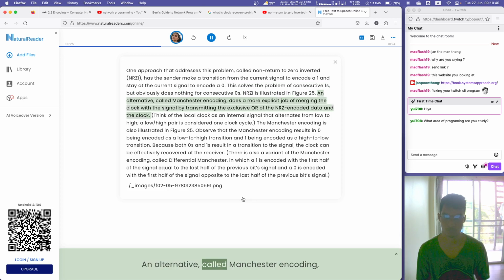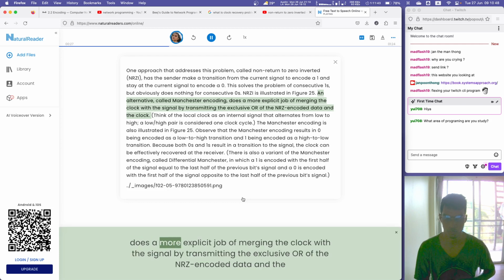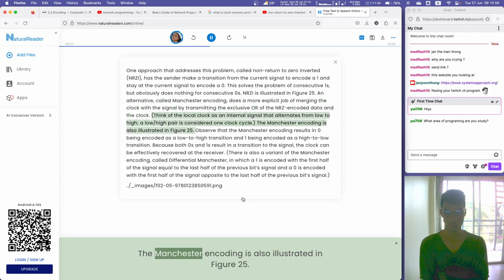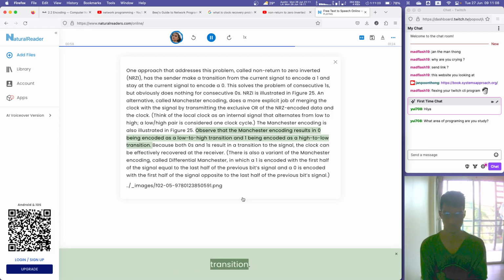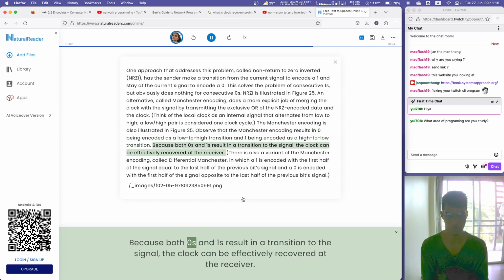An alternative, called Manchester encoding, does a more explicit job of merging the clock with the signal by transmitting the exclusive OR of the NRZ encoded data and the clock. The Manchester encoding is also illustrated in figure 25. Observe that the Manchester encoding results in 0 being encoded as a low to high transition and 1 being encoded as a high to low transition. Because both zeros and ones result in a transition to the signal, the clock can be effectively recovered at the receiver.